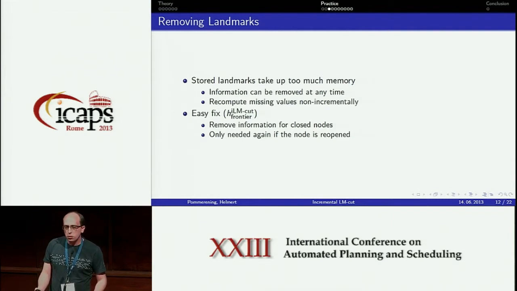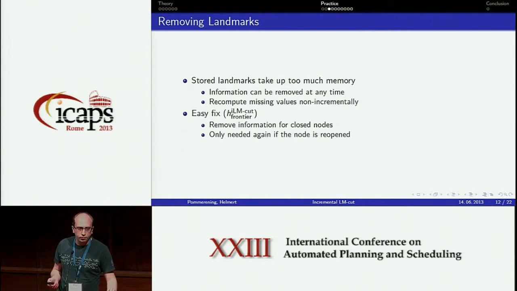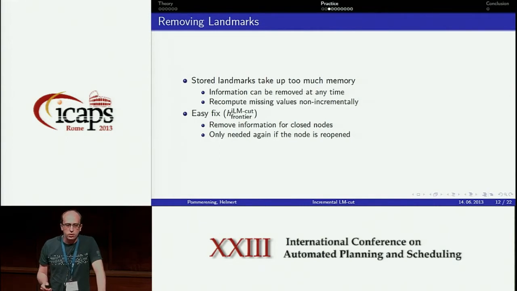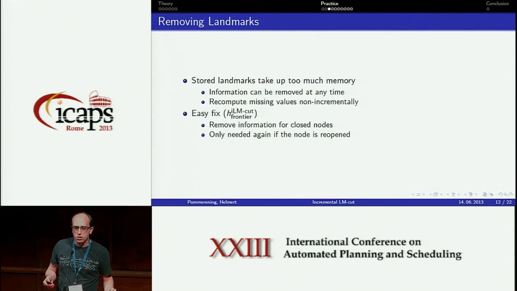So the main reason for failure is that the landmarks take up too much space. But this shouldn't be a problem because we can always remove some of these stored landmarks. And if we reach a node where we don't have any stored landmarks, we can just recompute the landmarks by running regular LMCAT. So one easy fix is to just remove all the information for closed nodes. As soon as we close the node, we just throw away the landmarks, because they would only be needed if the node was reopened.